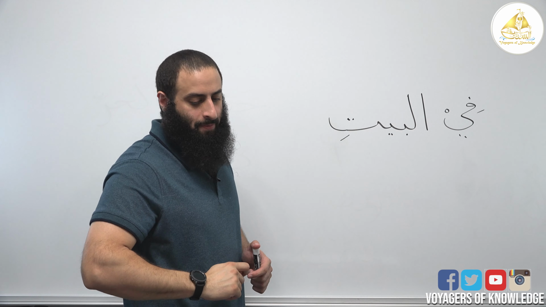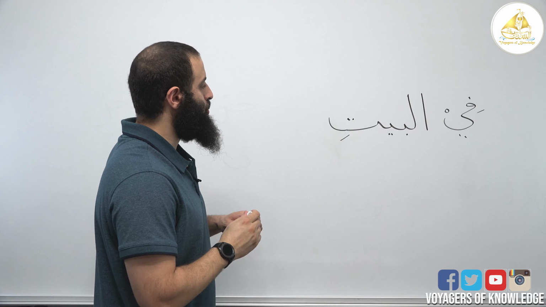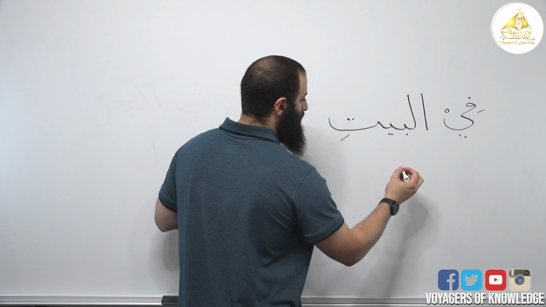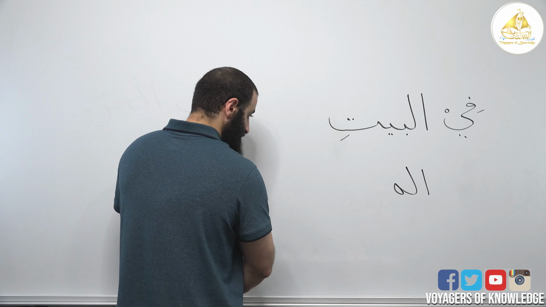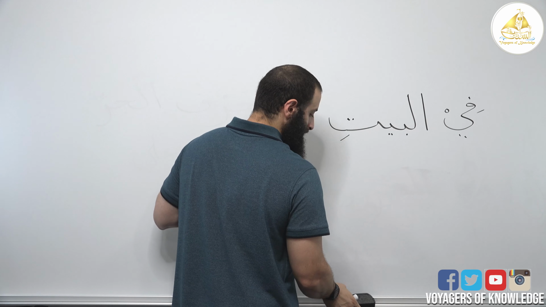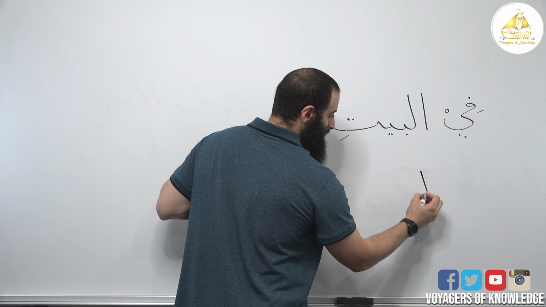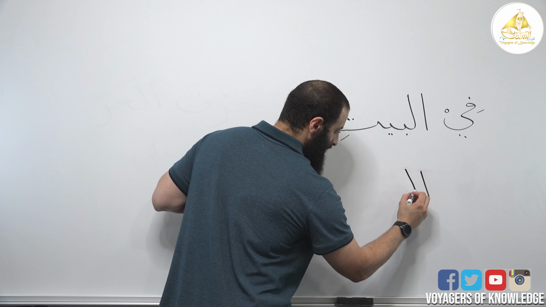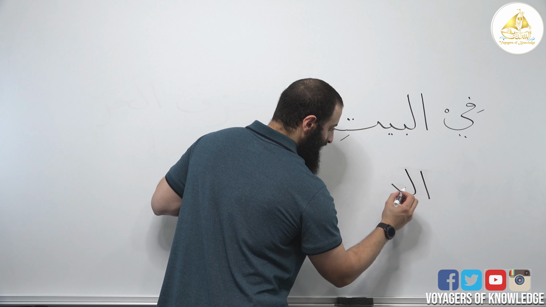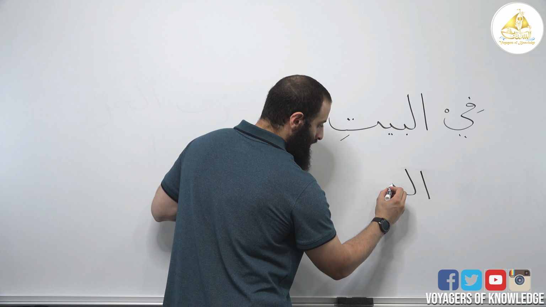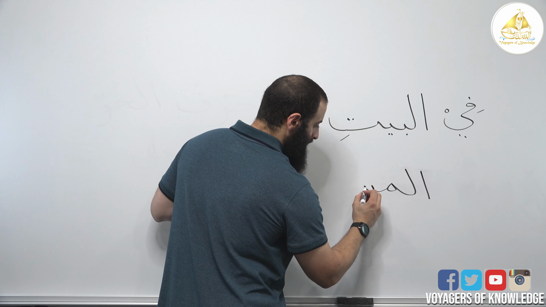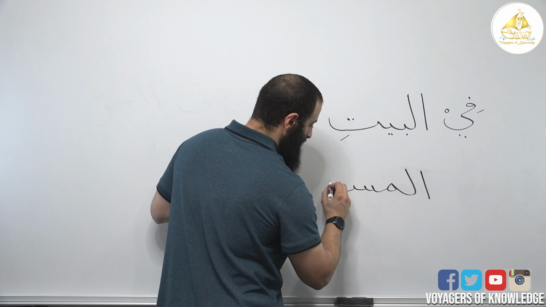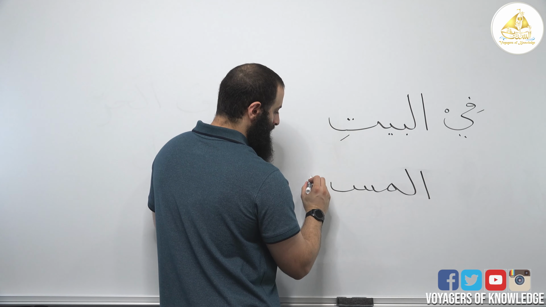Next, what we have is al-masjid. If you go across, the next word is al-masjidu. Let me write that slower because I want you guys to write with me. Start from up here, down, up here again, come up like that. You see how we kind of come up? You give it kind of like a little tail.